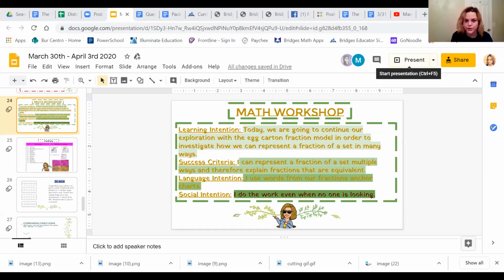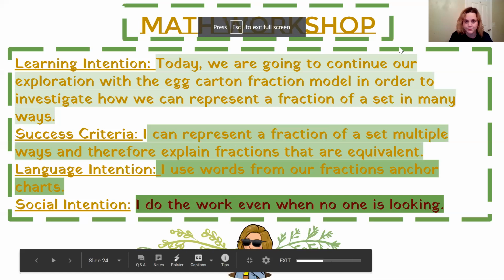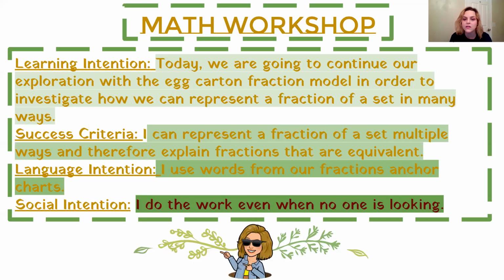So I'm going to start off by sharing our learning intentions as we always do at the beginning of a lesson. So one second as I pull that up, and let's go into present mode. Our learning intention for today: Today we are going to continue our exploration with the egg-carton fraction model in order to investigate how we can represent a fraction of a set in many ways. Success criteria: I can represent a fraction of a set in multiple ways and therefore explain fractions that are equivalent.